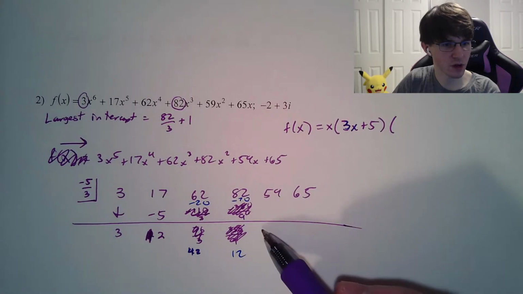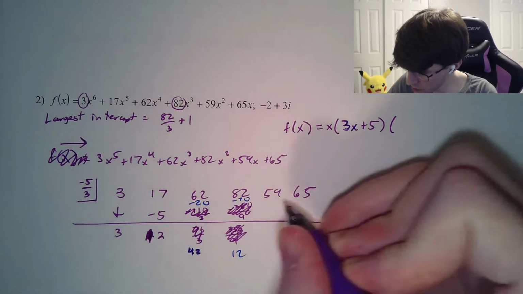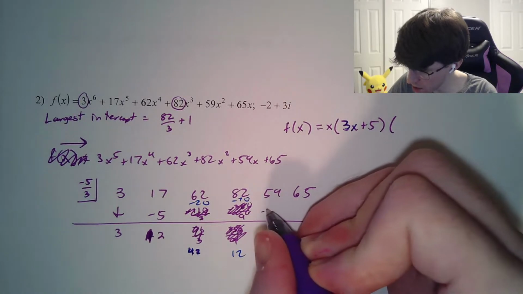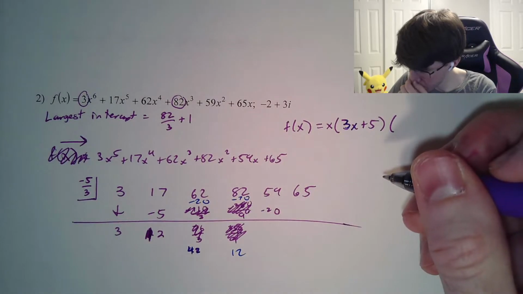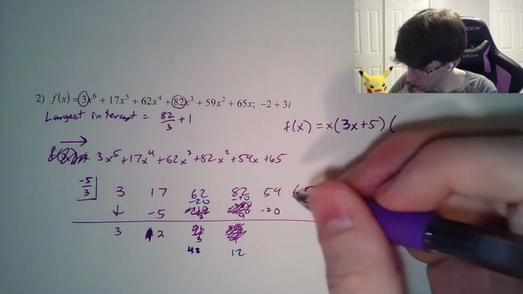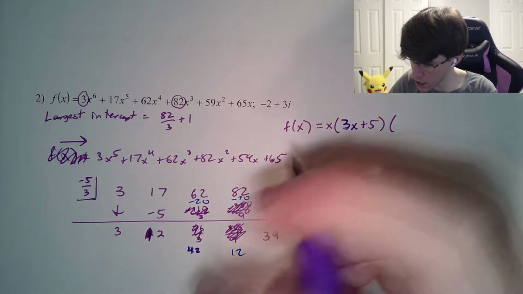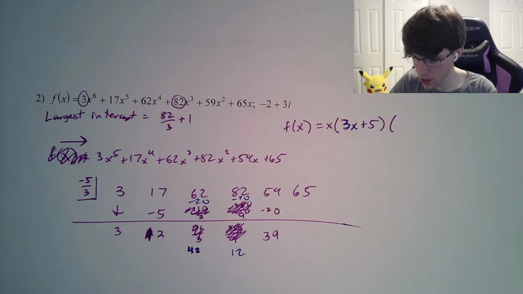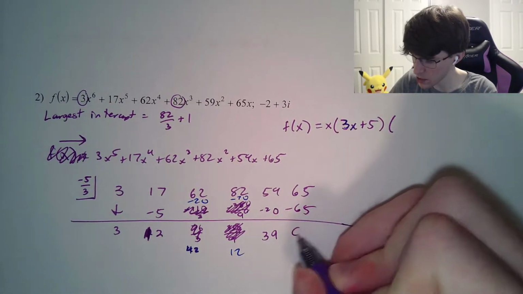-5 over 3 times 12. We've already gotten that. Got -20 last time. So it should be -20 yet again. Yeah, -20. And then that's going to be a total of 39, and I really hope that 39 times -5 divided by 3 is -65, and it sure is, and we get 0.